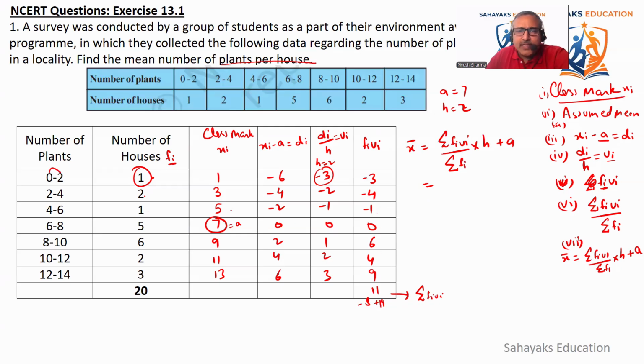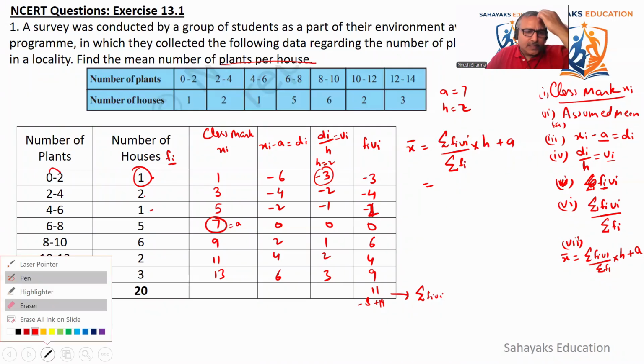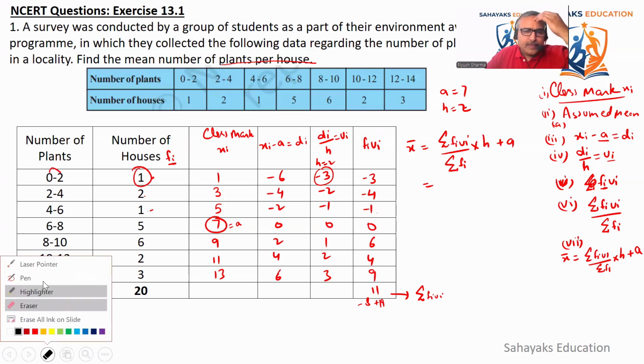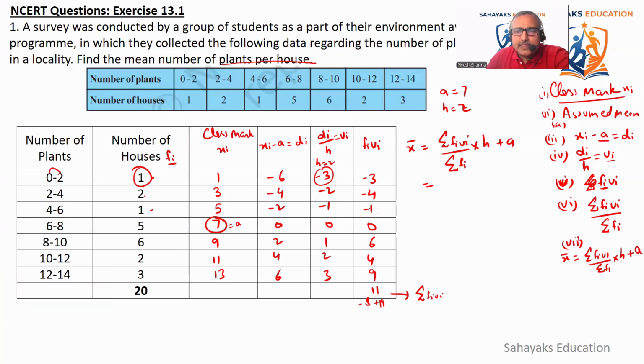Let me check this once more. 1 into minus 2 was minus 2. We did some computation mistake. 1 into minus 1 was minus 1 only. One into minus 1 is minus 1. 2 into minus 2 is minus 4. 1 into minus 3 is minus 3. It is correct actually.